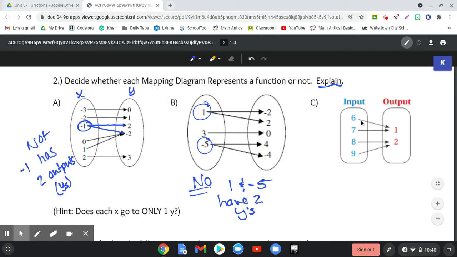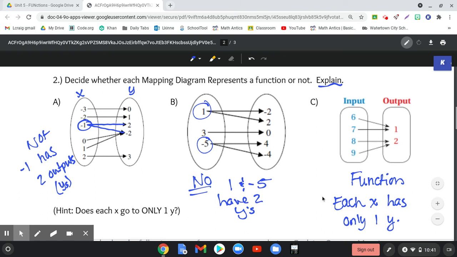What about this one? That one's fine. Again, think of this as person and birthday. They both have a birthday in January. That's fine. They both have a birthday in February. We're good. So that is a function. Each person, each X, has only one birthday. But instead of birthday, we'll use Y. So each person X has only one birthday, Y. Each X has only one Y. So you're good.